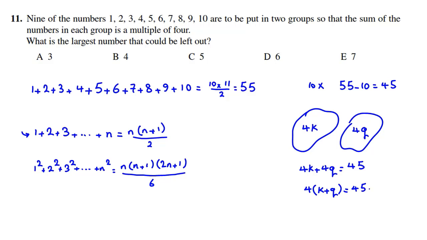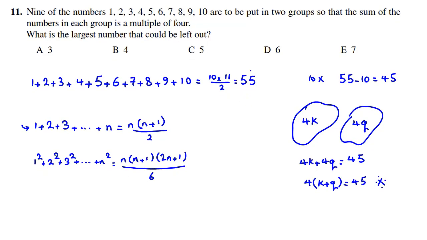The left side is a multiple of 4. The right side is an odd number. The remainder of the right side when divided by 4 is 1. So contradiction. Now we should see, okay. If we subtract 9 from here, it will be 46. Why? Because look, when we remove a number, the sum of the numbers that are left should be a multiple of 4.